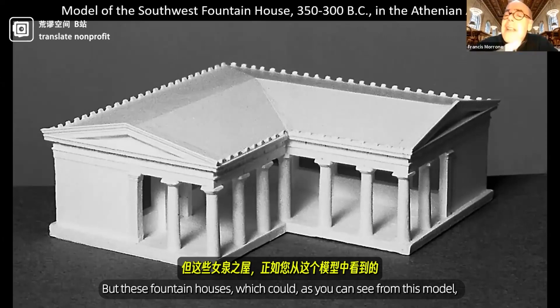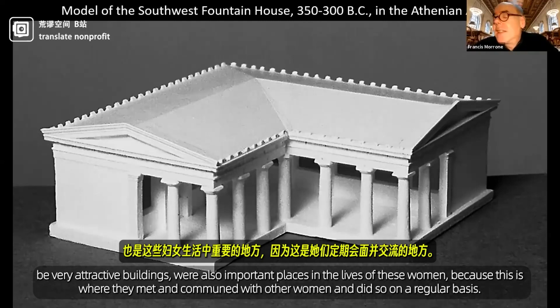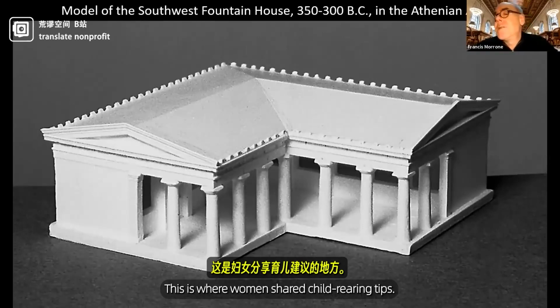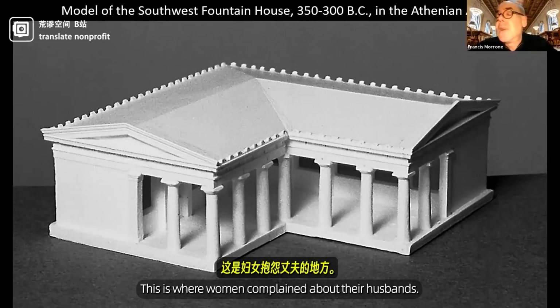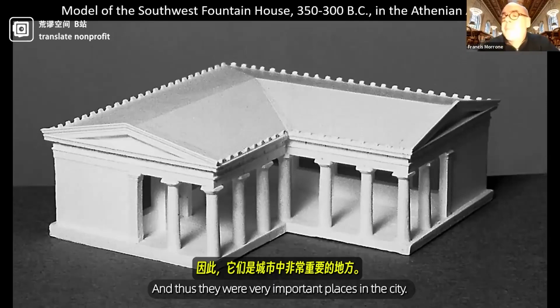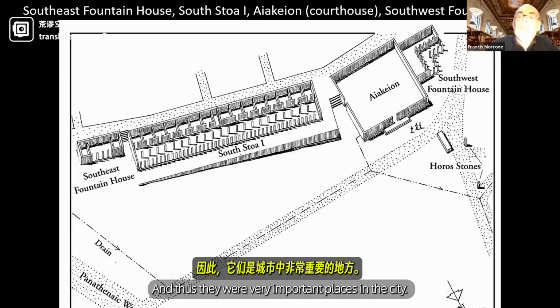But these fountain houses, which could, as you can see from this model, be very attractive buildings, were also important places in the lives of these women because it is where they met and communed with other women and did so on a regular basis. So this is where women talked. This is where women shared child rearing tips. This is where women complained about their husbands. This is, in other words, the place where women got to sort of be on their own with other women. And thus they were very important places in the city.